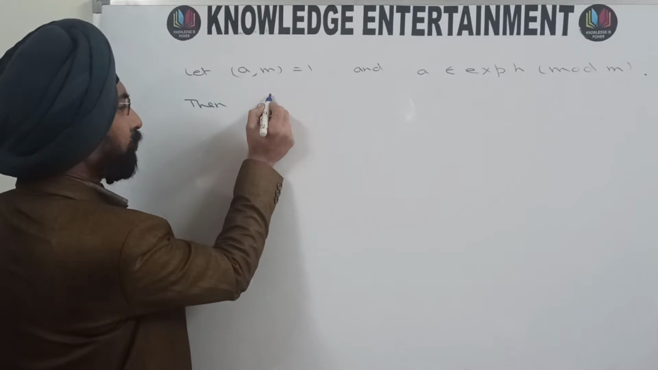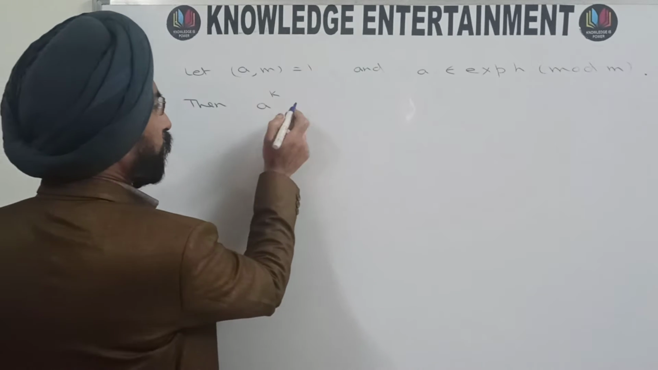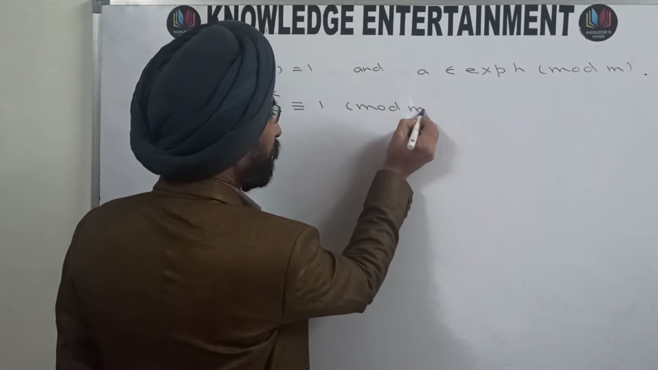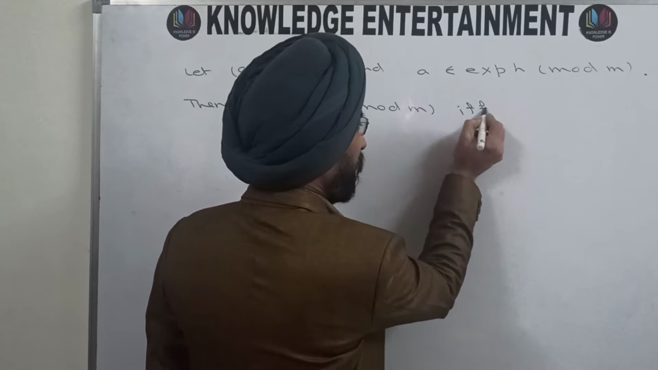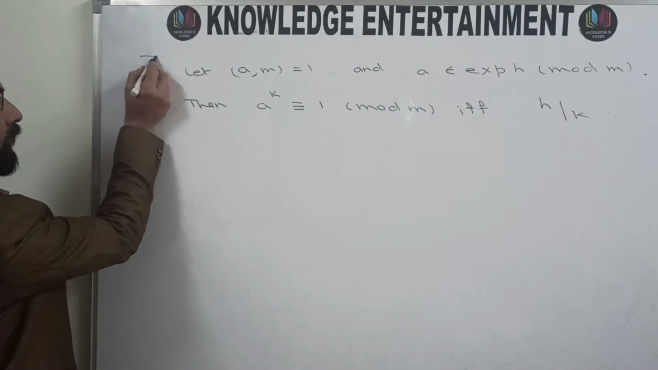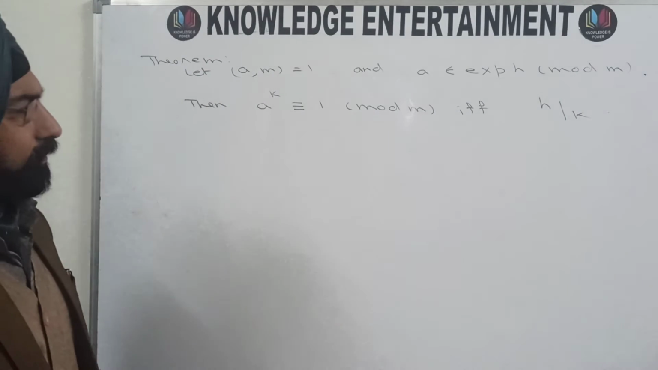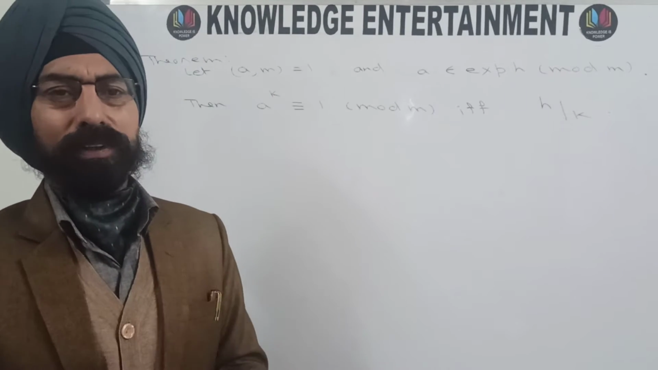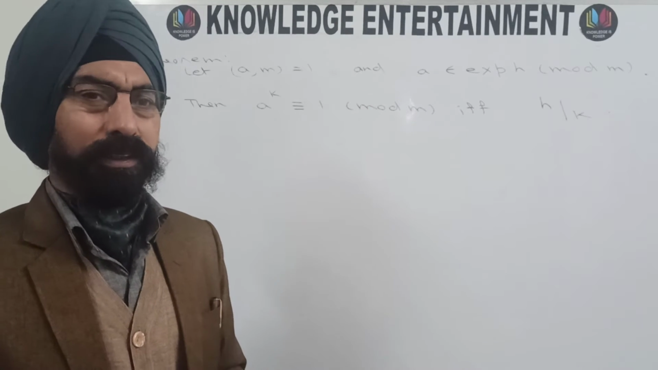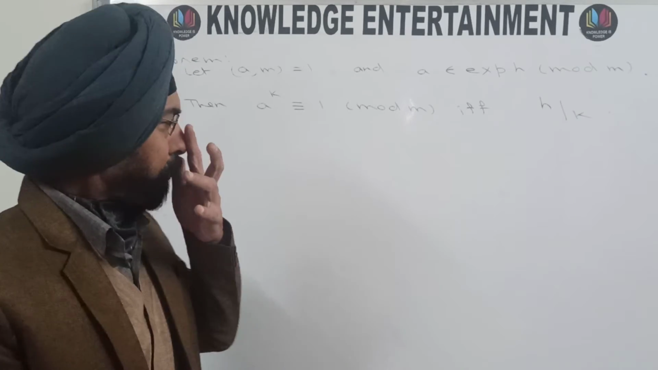Then a raised to the power some k, maybe some other number, then a raised to the power k is congruent to 1 modulo m if and only if h divides k. This is a theorem we are going to prove regarding this exponent h modulo m, or you can say the order of the element a modulo m. This is an important result.